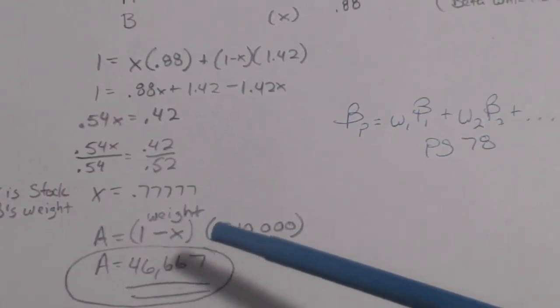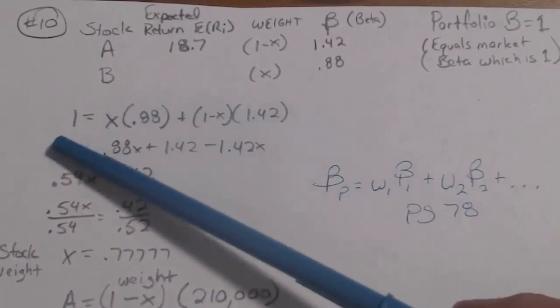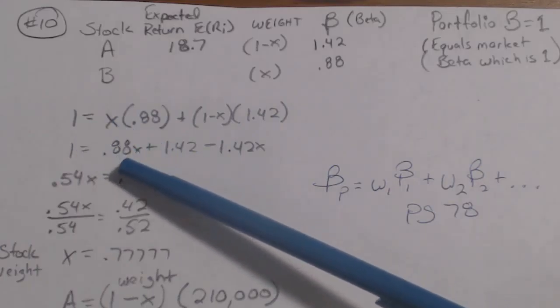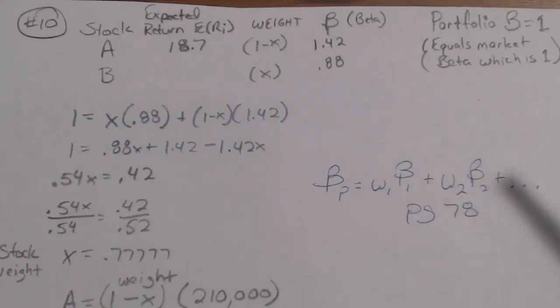Just remember that the portfolio beta is just a weighted average, so you can use that type of formula to figure out the answer to those. So that's problem number 10 on page 81.